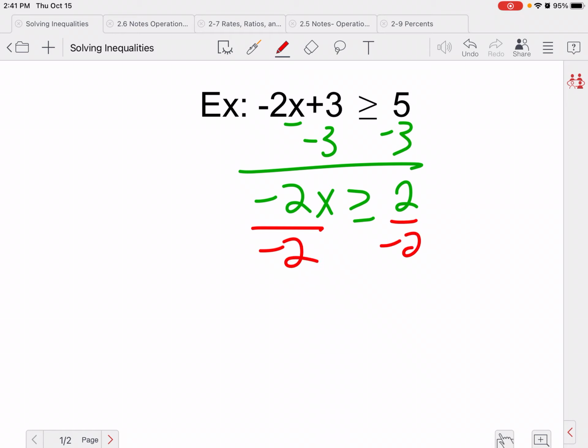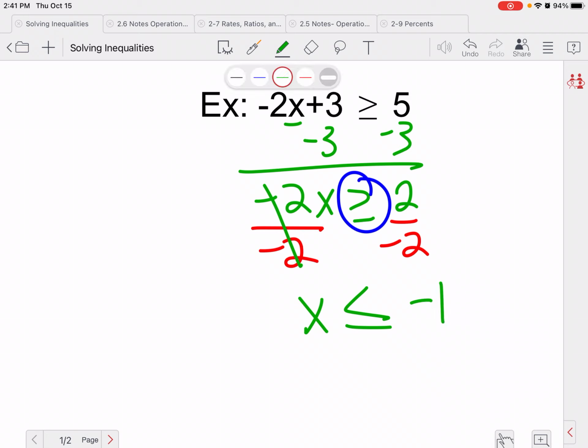Now this is where inequalities are different. When we multiply or divide by a negative, we have to flip the inequality. So this cancels out. We're left with x. Flip the inequality to go the other direction, and then 2 divided by negative 2 is negative 1. So we flip that inequality if we multiply or divide by a negative number, and that means this bottom number is negative. So if this had been a negative 2, that wouldn't have changed anything.